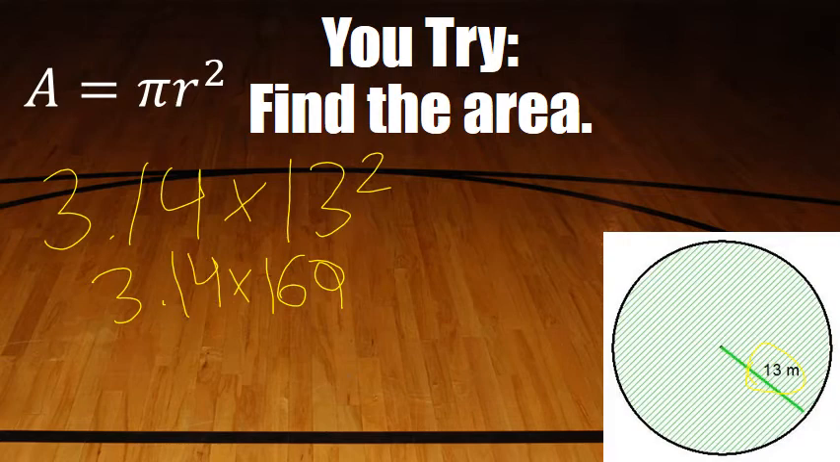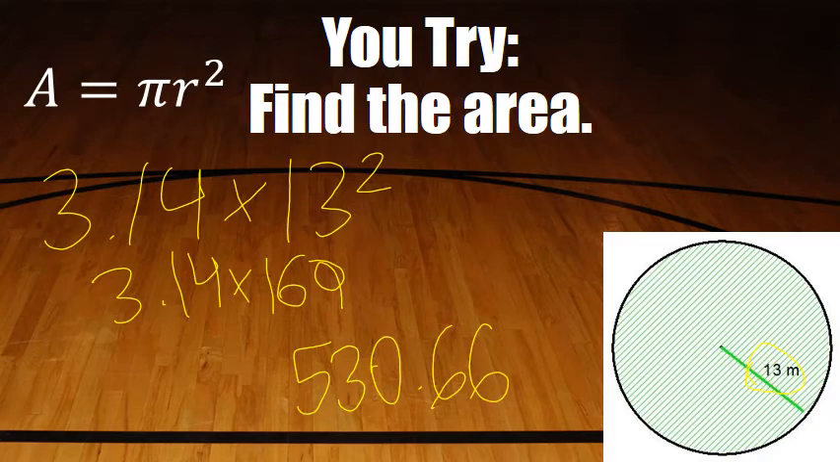So we got pi times the radius squared. We squared the radius. We took 13 times 13, 169. And we're going to multiply that by 3.14. So 169 times 3.14, what we're going to use for pi. And you end up with 530.66. And we're all done, right?